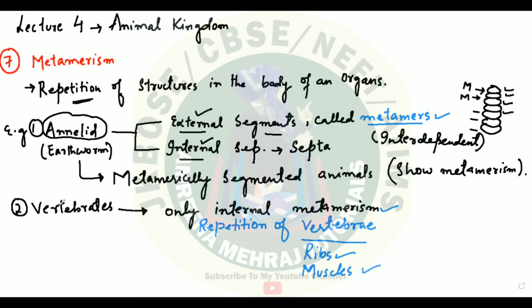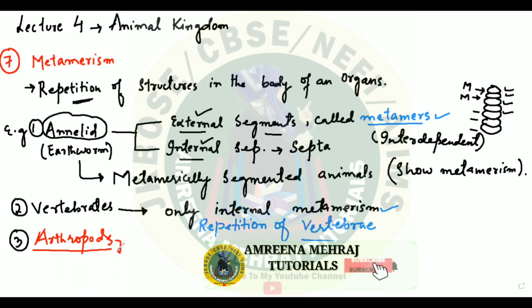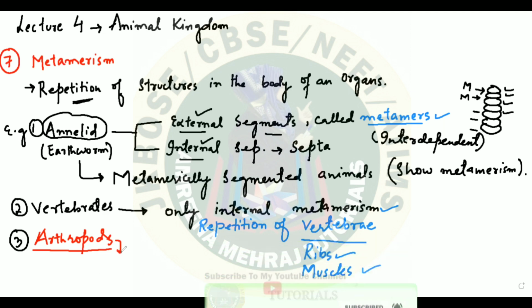Let me give you one more example. Let us talk about the arthropods. The third example is our arthropods. Arthropods involve your insects, say for example. Arthropods are very peculiar. See, if you look at an insect, if you look at some flies, or you look at a honeybee, you will find that their body is externally segmented.